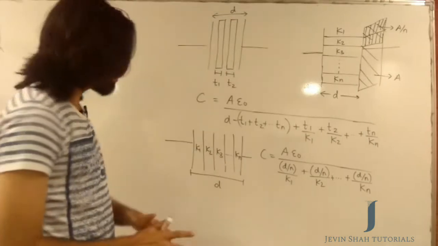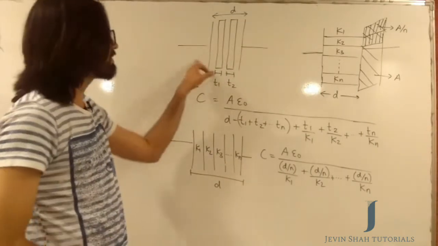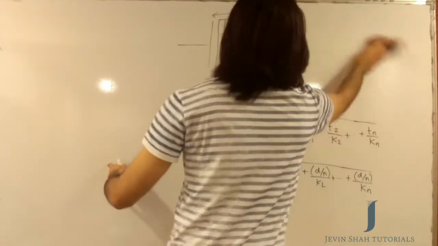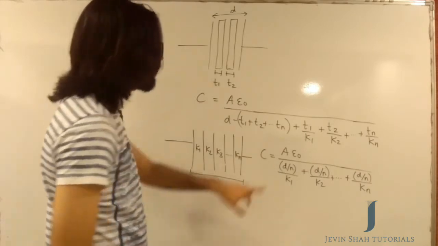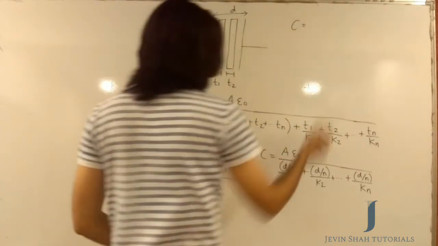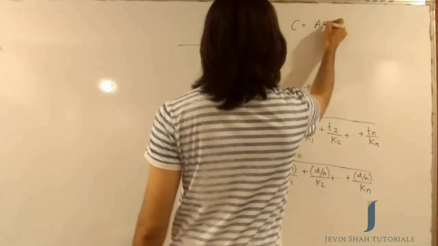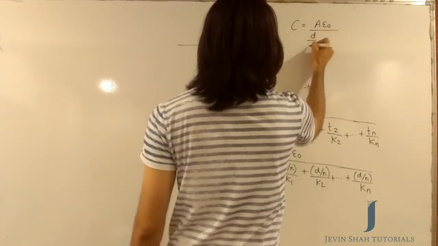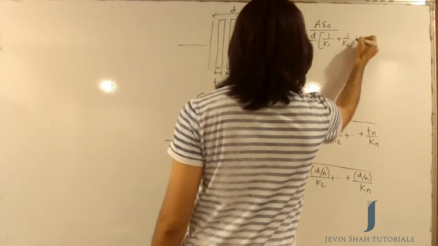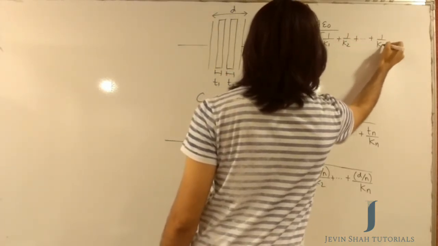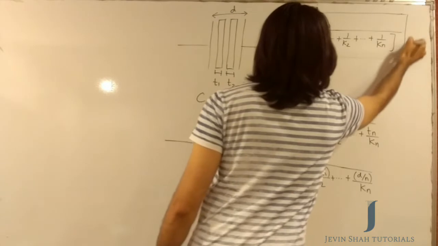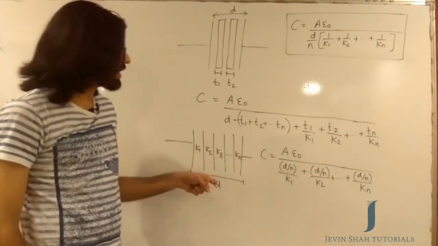Let's just rub out this diagram now. If you have understood the difference between this and this, so simplify that formula. You can pull out a D by n common from all the terms, and you can actually end up writing the formula for C as A epsilon naught the whole upon D by n, and in the denominator you have 1 upon K1 plus 1 upon K2, that goes on up till 1 upon Kn. So that's the formula for capacitance for this kind of a configuration or this kind of a capacitor.